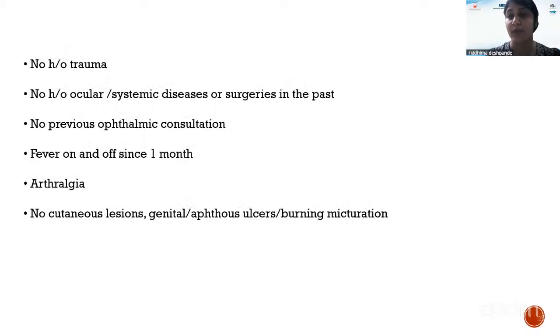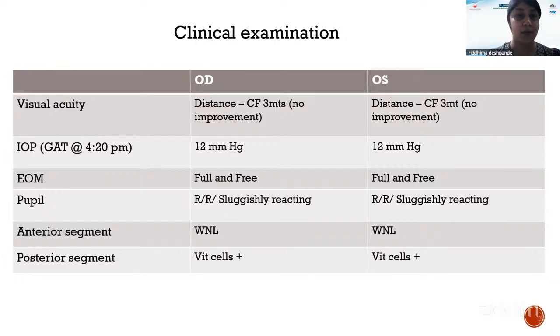There was no history of any previous ocular or systemic diseases, but she had fever on and off since 1 month, along with arthralgia. There was no history of any cutaneous lesions, genital ulcers, aphthous ulcers, or burning micturition. On examination, both eye visual acuity was counting fingers 3 meters, intraocular pressures were normal, pupils were round regular but sluggishly reacting to light, anterior segment was okay, and vitreous had occasional cells.